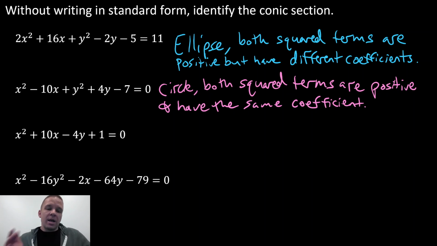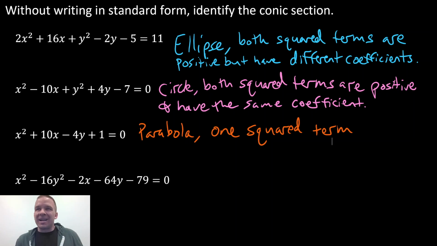All right, next one. I only see one squared term. What the heck does that mean? Well, that means it's a parabola. So jot that down. That's kind of the oddball, right, in conics. Everything else has both terms squared. Parabola, only one squared term. Quick and easy to identify.